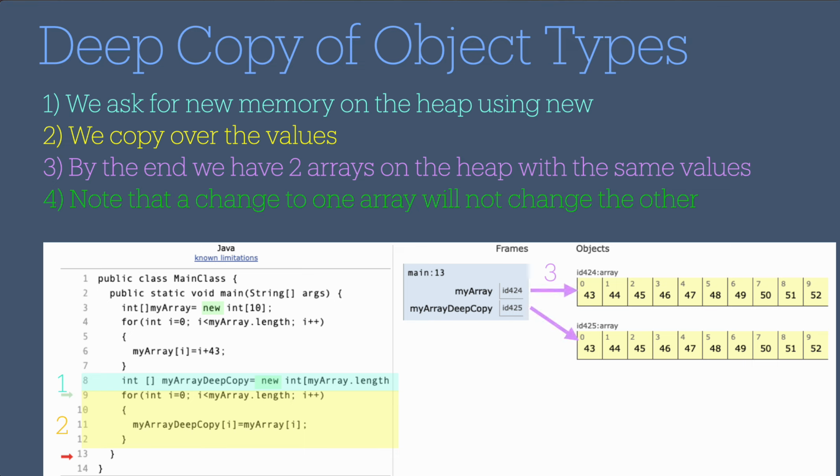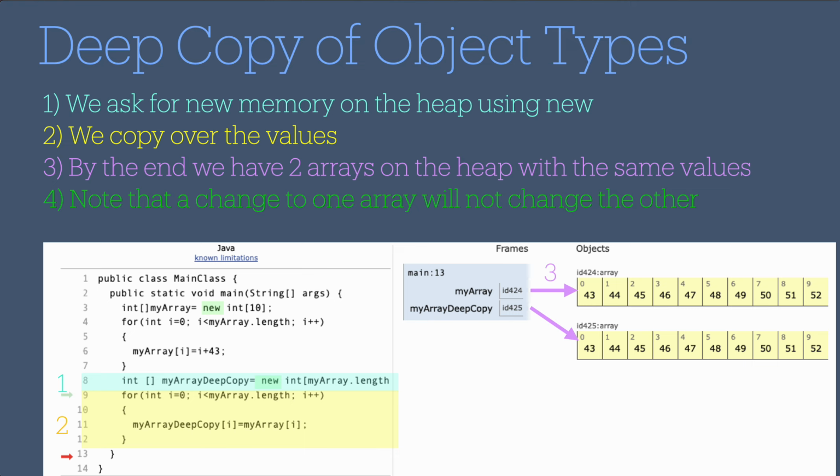Notice that there are 2 different memory locations. myArray has ID 424, okay, and myArrayDeepCopy has ID 425. But myArrayDeepCopy and myArray have identical values at this point in time. Note that a change to one array will clearly not change the other, right? You can change myArrayDeepCopy without changing myArray, and you can change myArray without changing myArrayDeepCopy. For example, if I said myArray of 0 equals 15, like we did in the previous slide, it won't change myArrayDeepCopy.